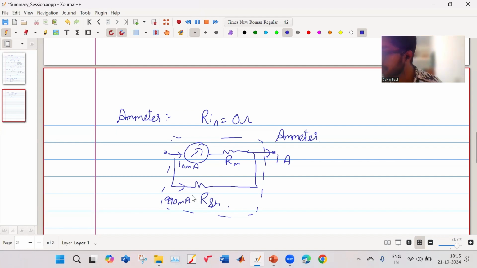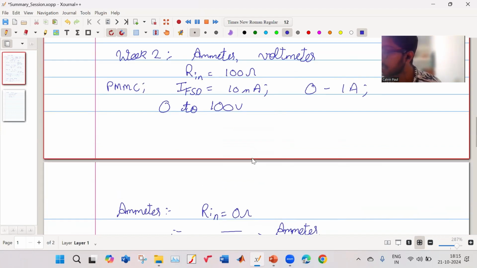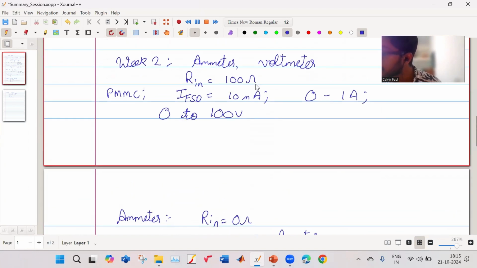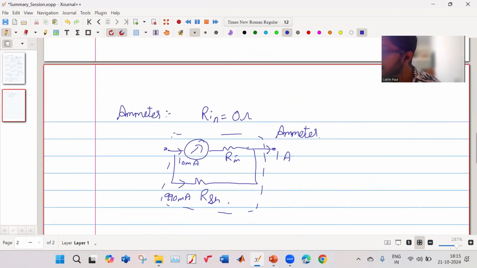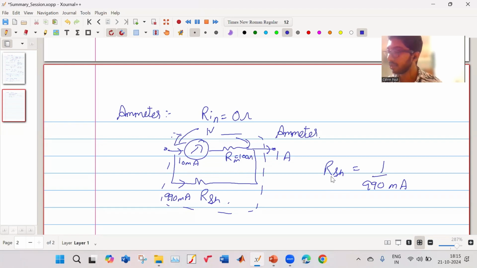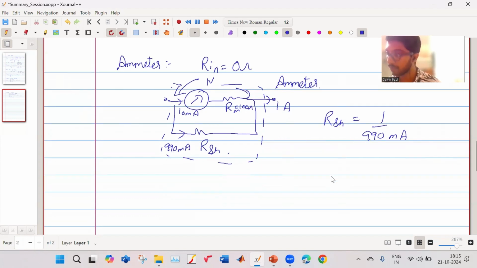990 milliampere. Okay. RM is 100 ohm. So this voltage drop will be 100 ohm into 10 milliampere, which is 1 volt. So your R shunt will be equal to 1 volt divided by 990 milliampere. Accordingly, you will get the value of R shunt which is required. This is a very common, very basic question which you guys know. I'll just do a demo.